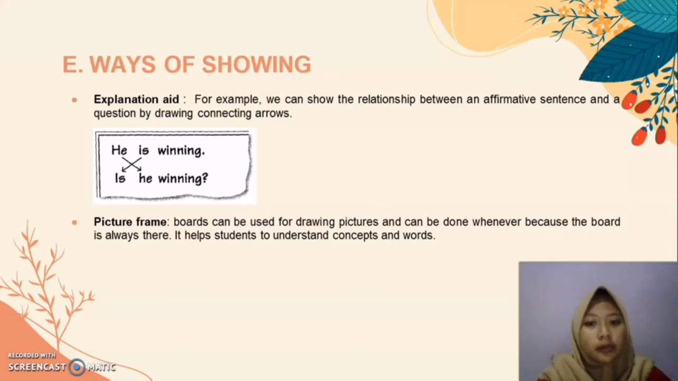Boards can be used for drawing pictures. Of course, the only limitation is our artistic ability. But even those who are not artistically gifted can usually draw a sad face and a happy face. They can produce stickmen sitting down and running, or make an attempt at a bus or a car. This can be done whenever it is required, because the board is always there, helping students to understand concepts and understand the words.